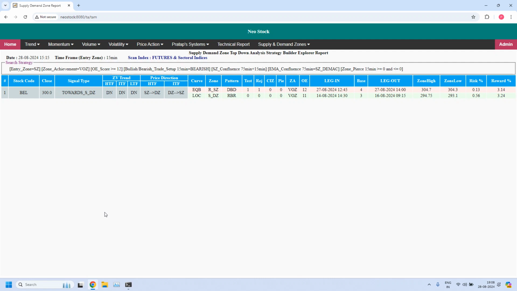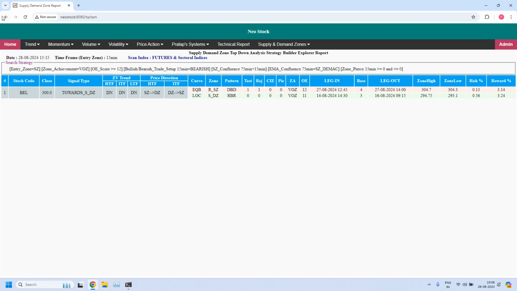The BEL supply zone is a high liquidity zone. It is having confluence with daily EMA and also zone confluence with 15 minutes and 75 minute zones. Good.